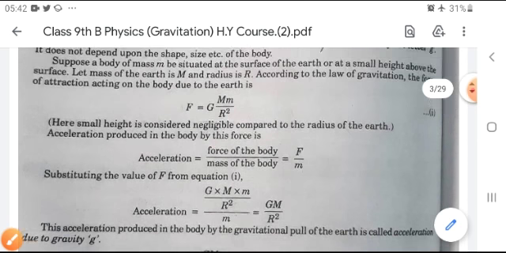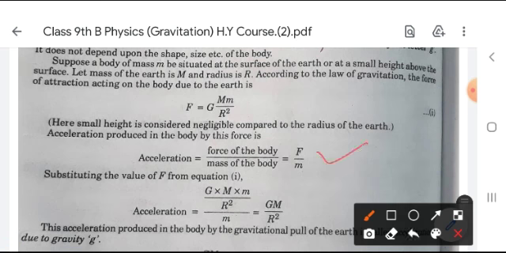So the relation given here is F = GMm/r². Then acceleration a is equal to F upon m. Substituting the value of F from equation number 1, we put the value of F. Acceleration is equal to GMm/r² by m, that is GM/r².